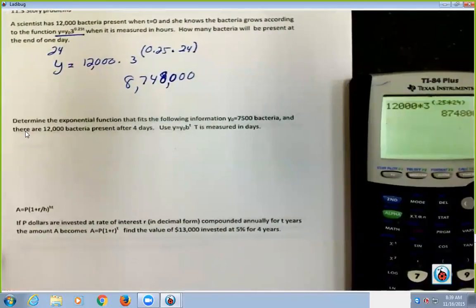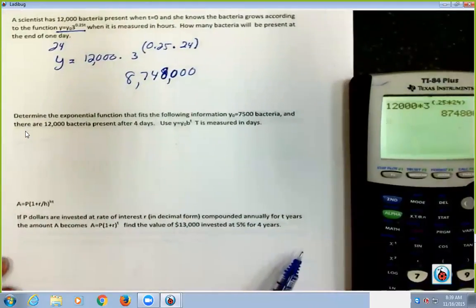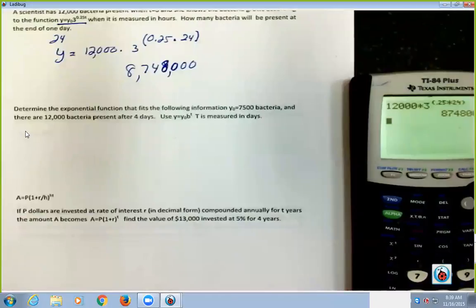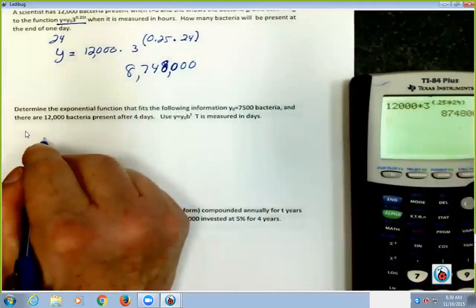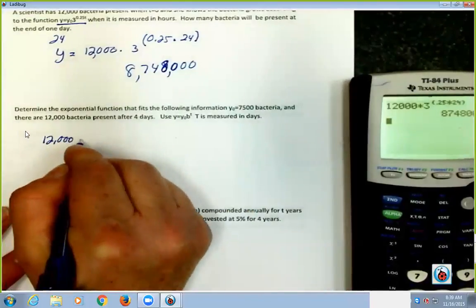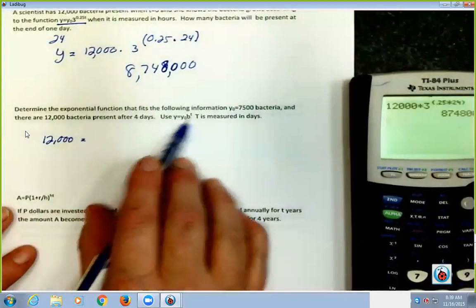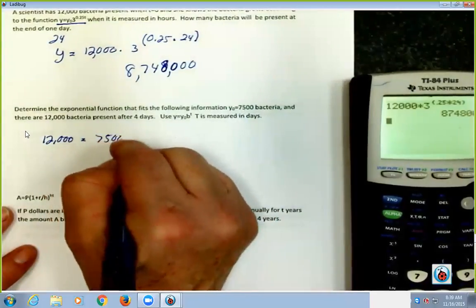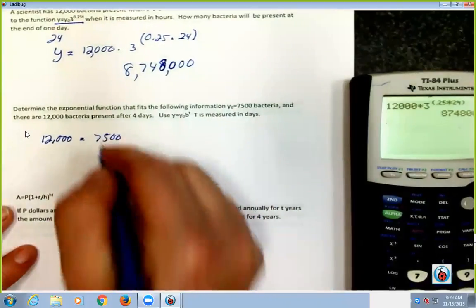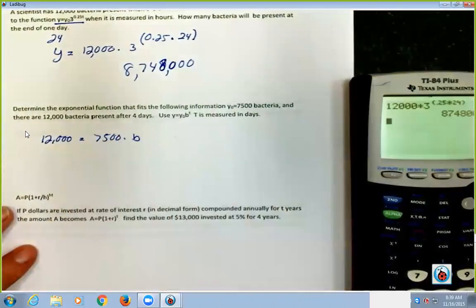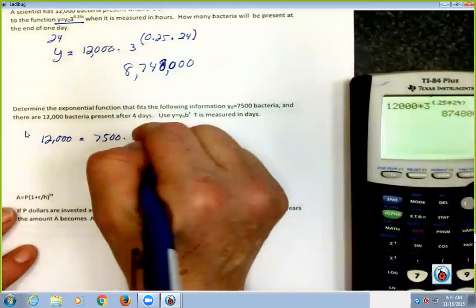And the next one happens with this guy. So it says determine the exponential function that fits the following. Starts out at 7,500 bacteria, and there were 12,000 bacteria present after 4 days. And we're using this formula. So 12,000 equals Y0, which is 7,500, times B, which we don't know, raised to the 4th power.